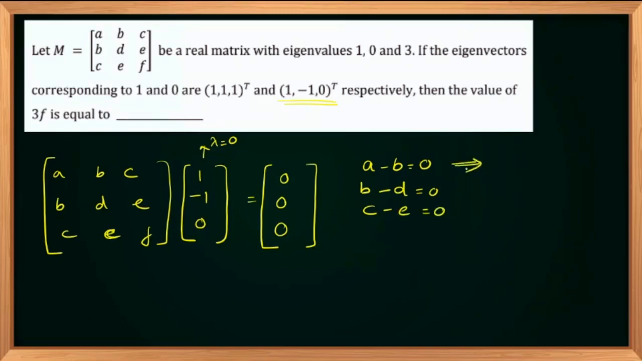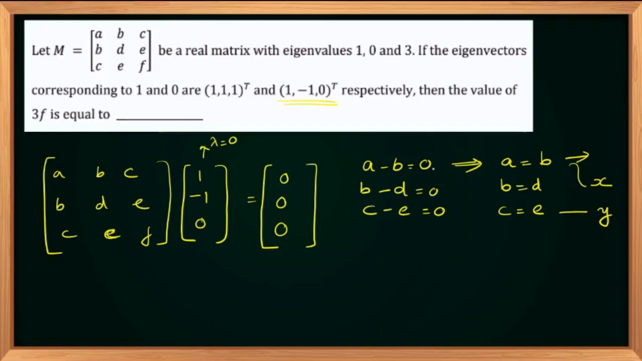This gives me important information: A is equal to B, B is equal to D, and C is equal to E. Since A equals B equals D, I will use only one letter for them now, that is X. For C and E, I will use the letter Y. That is obtained from this particular relation. All of you understood until this point?